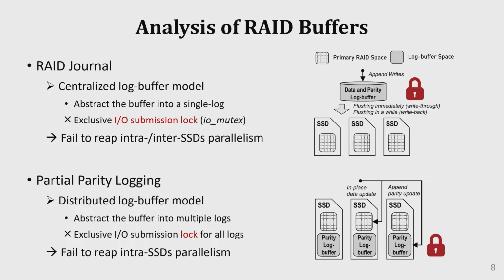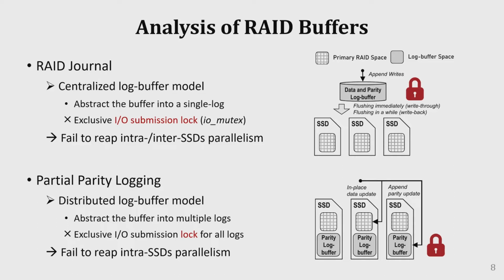To prevent concurrent requests from competing for the shared log pointer in the single log, they have to serialize IO commits to maintain the consistency of logging data. For example, Linux RAID journal uses an exclusive IO submission lock for its log buffer to serialize all IO commits. The single log with serialized IO is upper bounded in its processing capability, which fails to exploit the intra-parallelism of these fast SSDs.